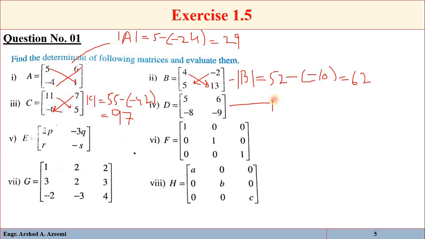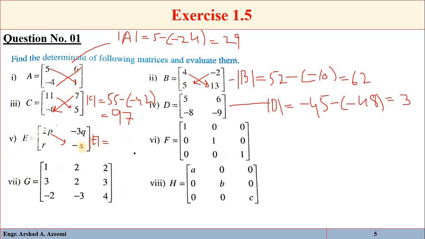Similarly, the determinant of matrix D will be equal to 5 multiplied by minus 9, so it will be minus 45, and minus 6 multiplied by minus 8, so it will be minus 48. Now minus 45 minus minus 48, so it will become plus 48, minus 45 plus 48 gives us 3.